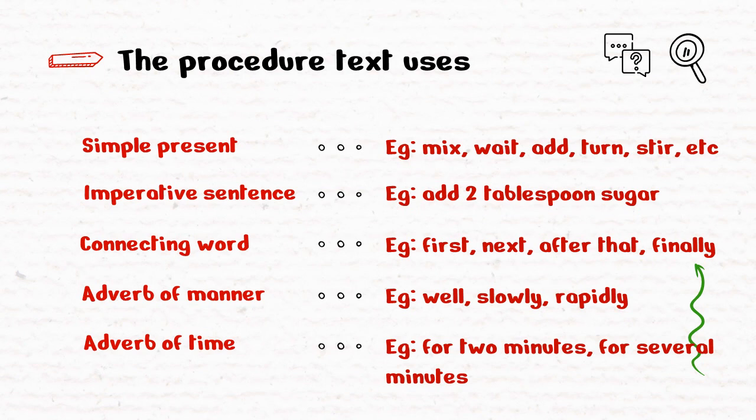And the last, to provide information about the time or duration of production in procedure text, we need to use adverbs. Example: in 5 minutes, for an hour, and so on. In addition, we can also use adverbs of manner. For example: slowly, quickly, rapidly, powerfully, and so on.